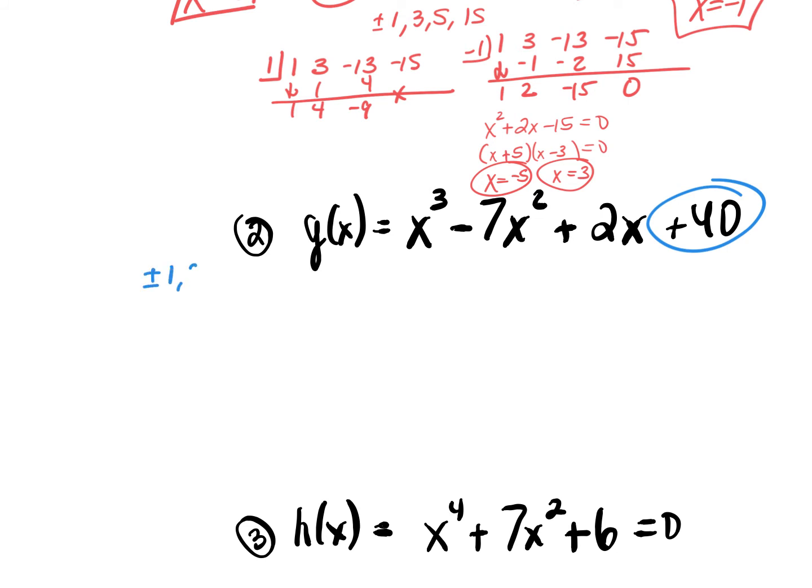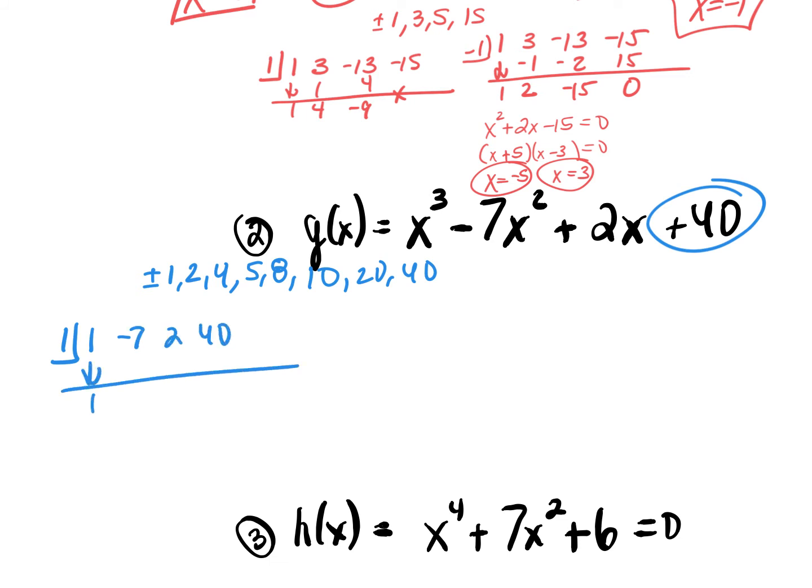Plus or minus 1, 2, 4, 5, 6, 7, 8, 10, 20, and 40. What should we start with? Just start with 1 and see if it works. So I have 1, negative 7, 2, and 40. Bring down your 1. 1 times 1 is 1. Negative 7 and 1 is negative 6. Negative 6 times 1 is negative 6. 2 and negative 6 is negative 4. Is this going to work? No. Okay, go to negative 1.